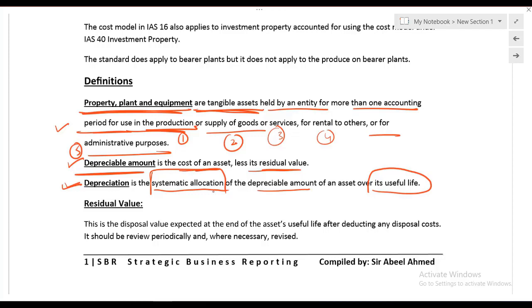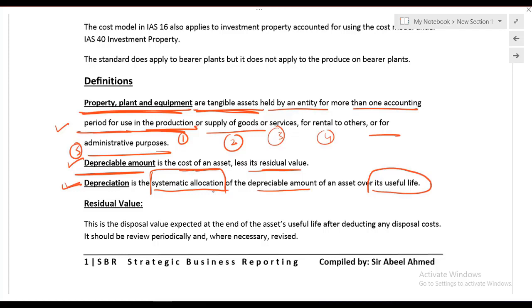IAS 16 does not say that an organization is free to use any depreciation method. Not at all. IAS 16 does not give you the liberty, the option, or any choice to opt for a depreciation method. It is not at the disposal of the company which method they want to use. What IAS 16 says is that your depreciation method needs to match the pattern of economic benefit from the asset.